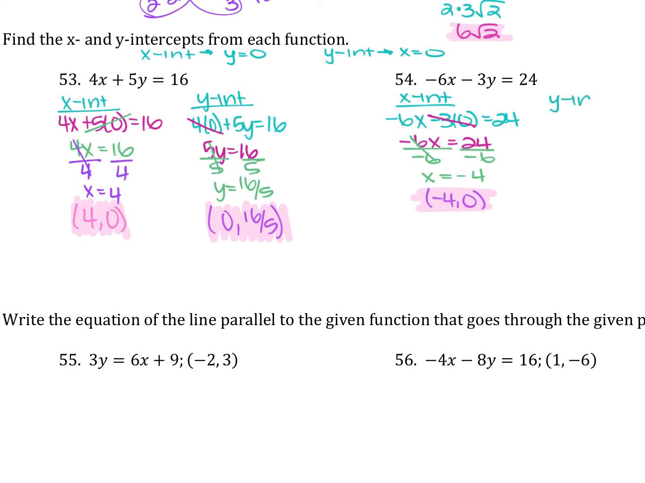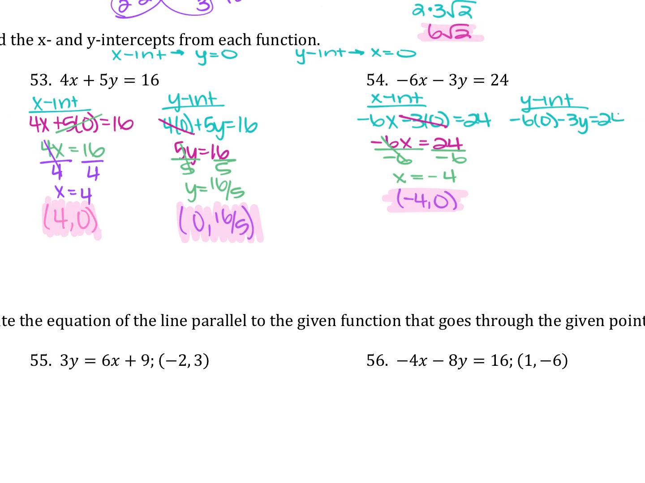Your y-intercept, you're going to find by plugging in 0 for x. So it's going to be negative 6 times 0 minus 3y is equal to 24. Your negative 6 times 0 cancels. So that's negative 3y is equal to 24. Divide each side by the negative 3. And you get that y is equal to negative 8. So again, that's the ordered pair (0, -8).